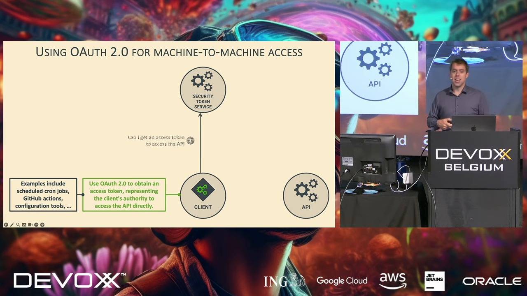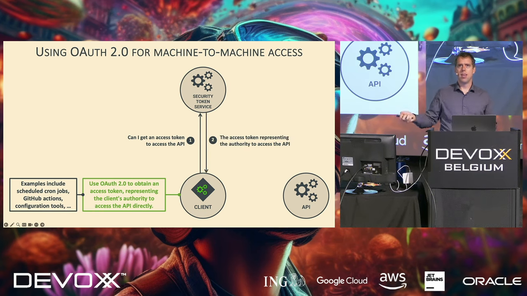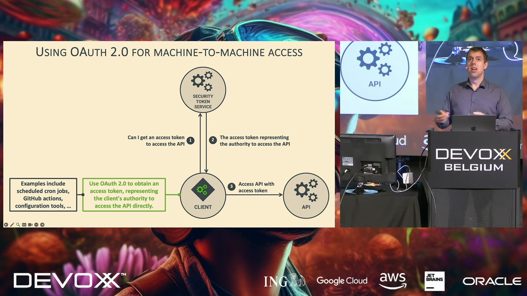How does the flow work? The client goes to the STS and says, hey, I have this client ID and this client secret. Can I get an access token? And the STS will verify that against their list of clients: oh yeah, your ID is registered and your secret is indeed this. That's good. Here's your access token. And now the client can send a request to the API, and the API can verify the access token like it does before. We'll talk about how that happens in a second. But the API just verifies the access token just like it would do with user-based access, makes an authorization decision, and does what it needs to do.